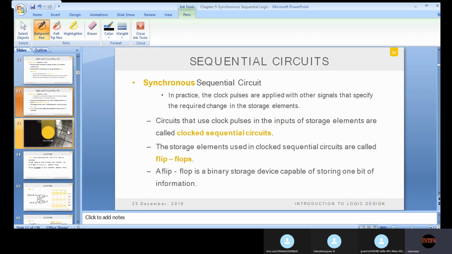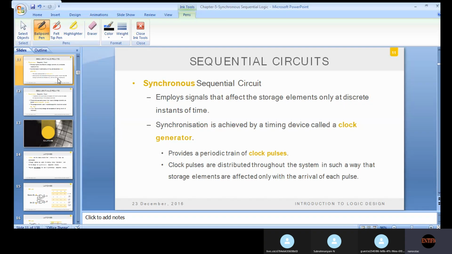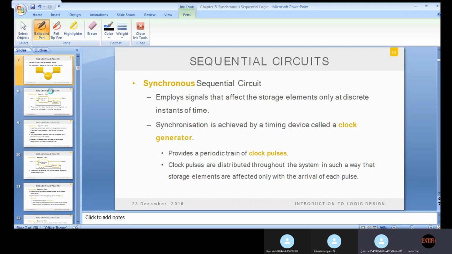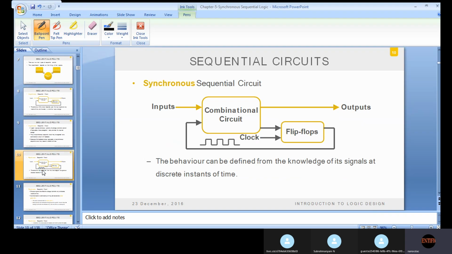Okay. See, I think sequential circuits will be having memory elements. Feedback path lo storage kosam oka memory element. The memory element is nothing but any logic gate. Okay, in synchronous sequential circuits, you will be using flip flops as the feedback elements to store the data.